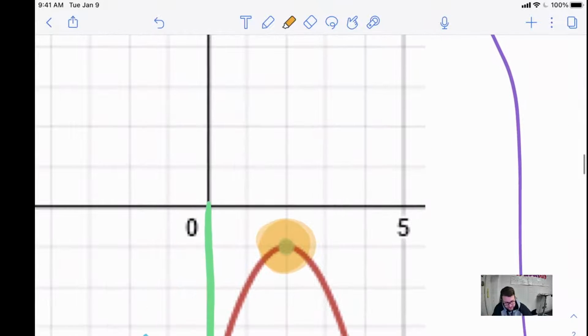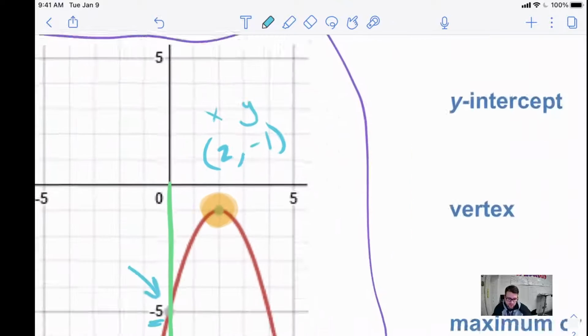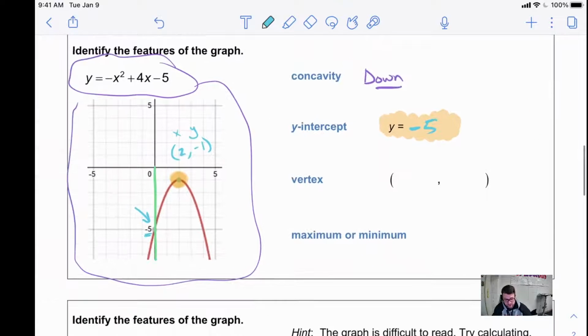It looks like this vertex has an x value of 2 and a y value, since we're down 1, of -1. Remember, when we list these, we always list the x value first and the y value second. Be careful you don't mess those up and put those in a different order. So we can put a 2 here and a -1 here.